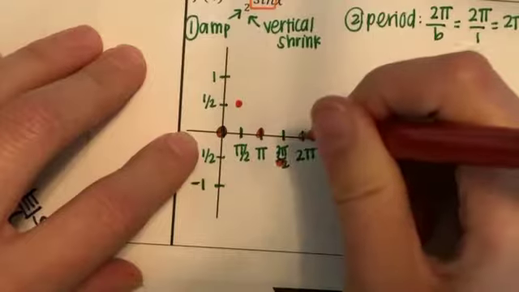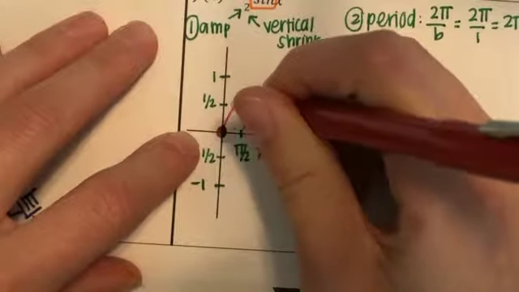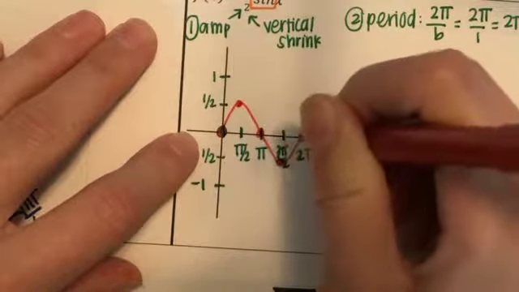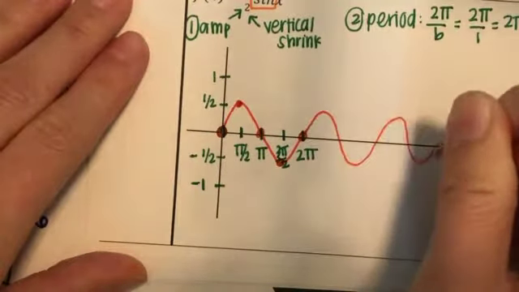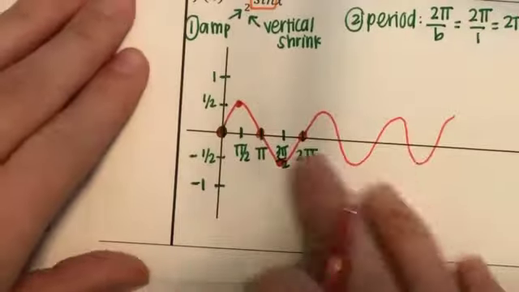Go down and go back here. That is one cycle through 2 pi. Okay, and then you can just continue drawing your graph. That's good enough. This is good.